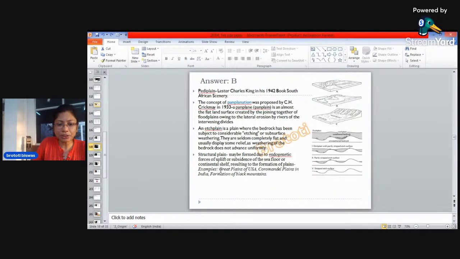So the examples are the Great Plains of USA, Coromandel Plains of India. If you have an idea of the Great Plains, that is a huge area of land. The Great Plains are huge areas of land. That huge area of land cannot be made only because of exogenetic forces. That has to be made by endogenetic forces. So this is again a trick question. So structural planes are made up of endogenetic forces.